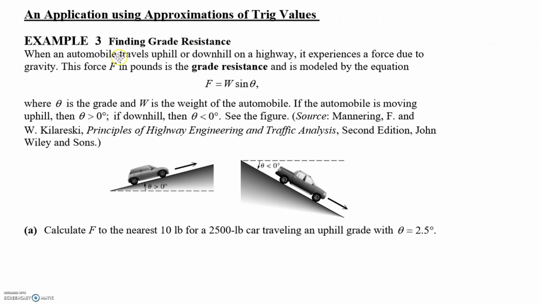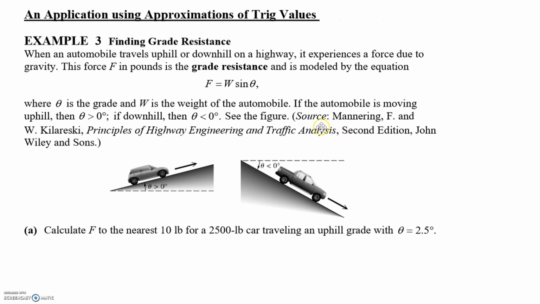When an automobile travels uphill or downhill on a highway, it experiences a force due to gravity. This force in pounds is the grade resistance and is modeled by the equation F, which stands for force, equals W sine of theta, where W is the weight of the automobile and theta is the grade. If the automobile is moving uphill, then theta is greater than 0. If it's moving downhill, it's less than 0. You can see the figure below here.